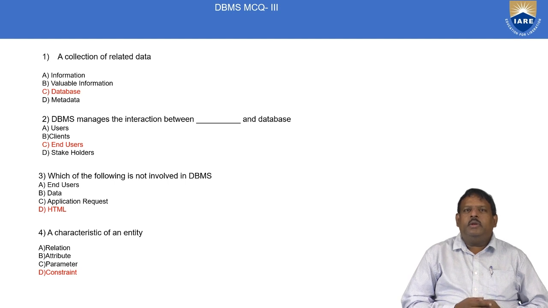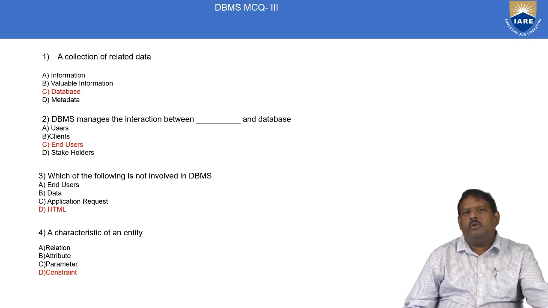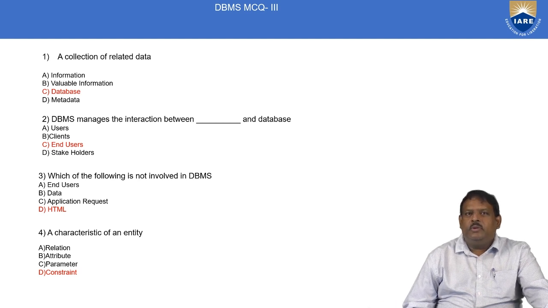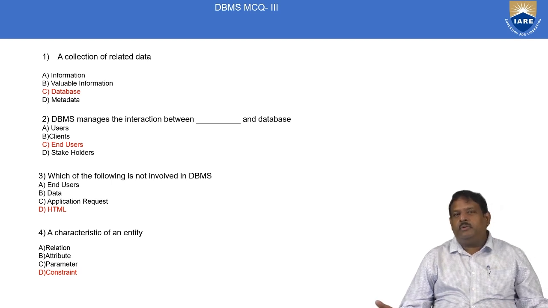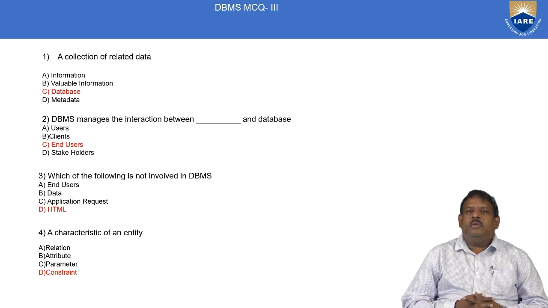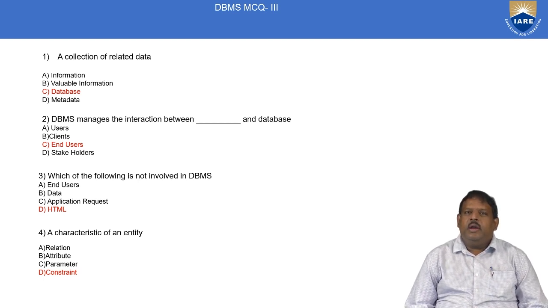Here the first MCQ is: a collection of related data. So what is a collection of related data? It is a database. The options are information, valuable information, database, and metadata. So we are sure that it is not information, not a valuation, not metadata also. So it is a database. A collection of related data is stored in the database, and using various mechanisms, we can extract it and display it to the end user. So a collection of related data is a database.